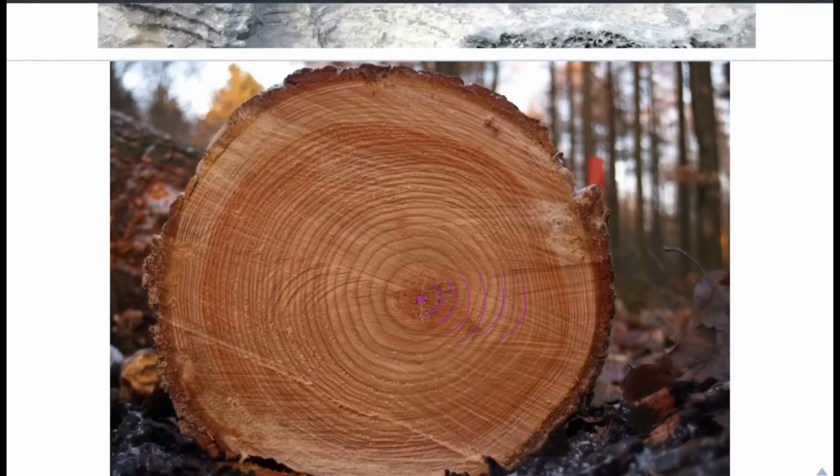Since optimal conditions for certain species will result in more growth, the thicker rings would mean that there's more growth for a given year. Shorter rings would mean that there's tougher conditions for growth, and therefore that can give information as well. Even scars and burn marks can indicate past natural events like fires.